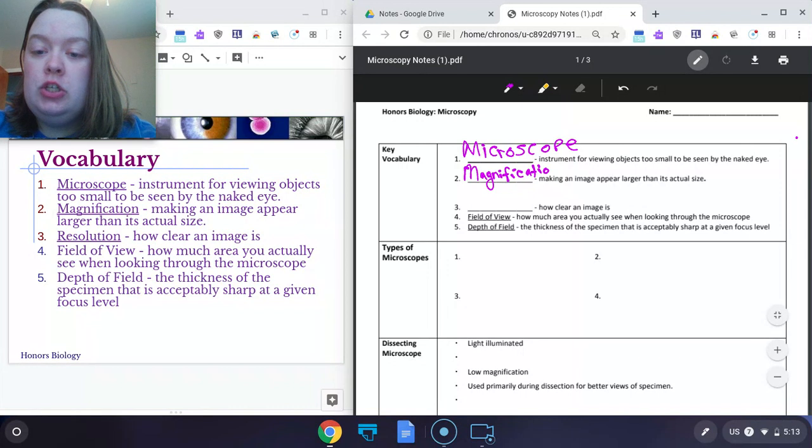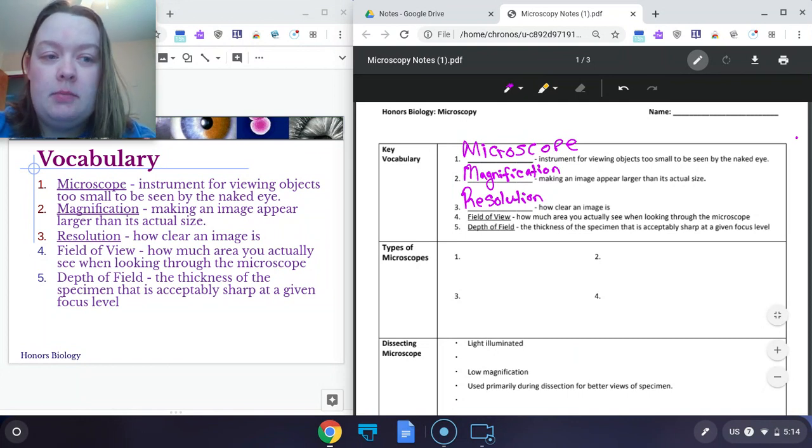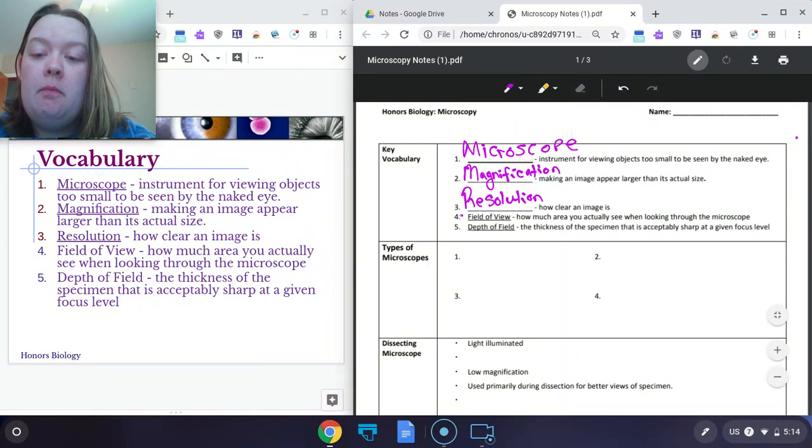One thing we'll run into in this unit is resolution, which is how clear something looks. Sometimes looking under the microscopes, things don't appear that clear, so you have to figure out what the problem is to try to make it appear more clear. The field of view is how much area you actually see when you're looking under the microscope.